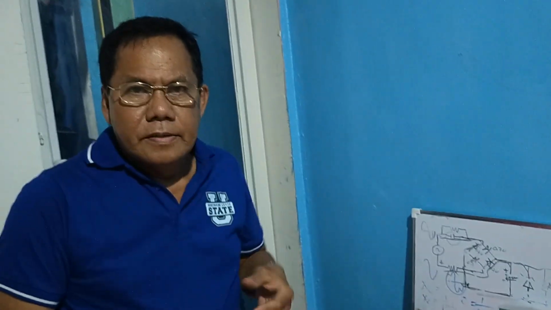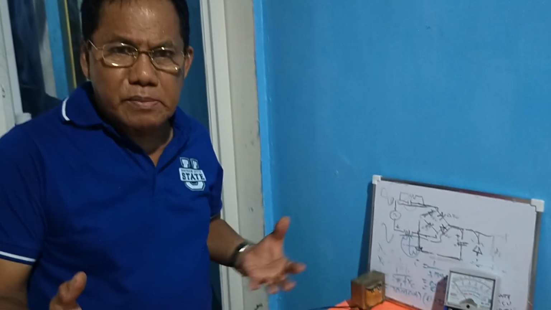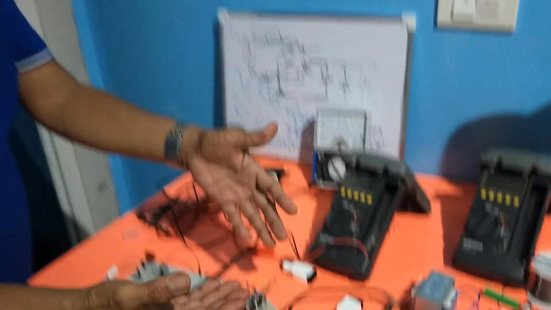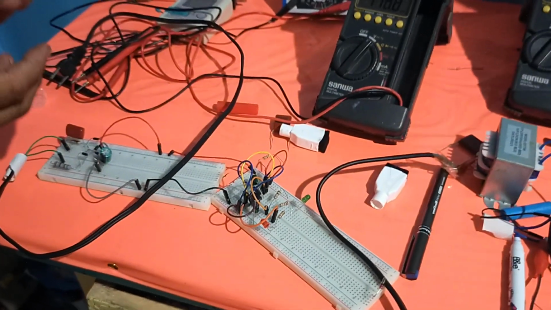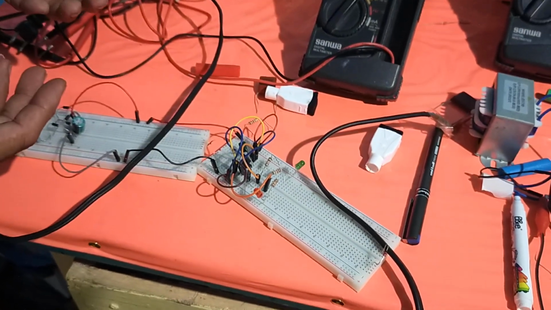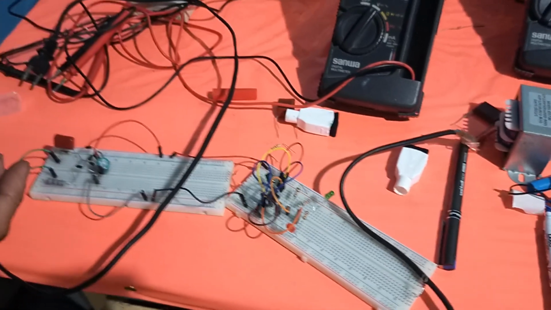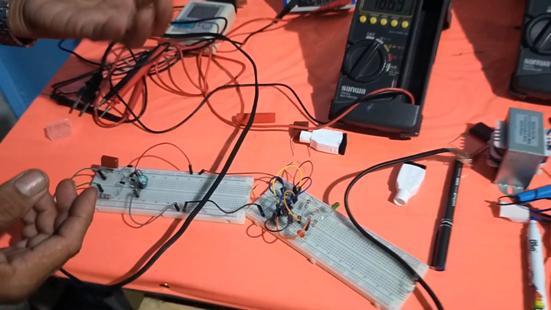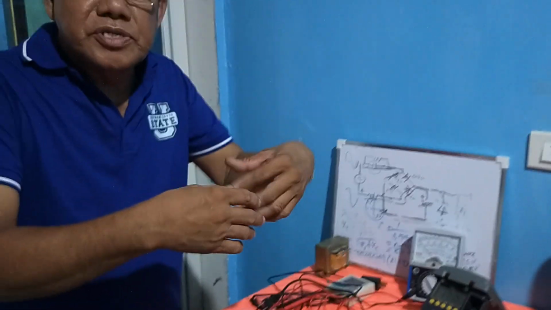Next meeting, we will be discussing part 2. It is the application of this power supply itself, the capacitive power supply. We will use a generator which is 9 volts to be supplied to the other circuit.